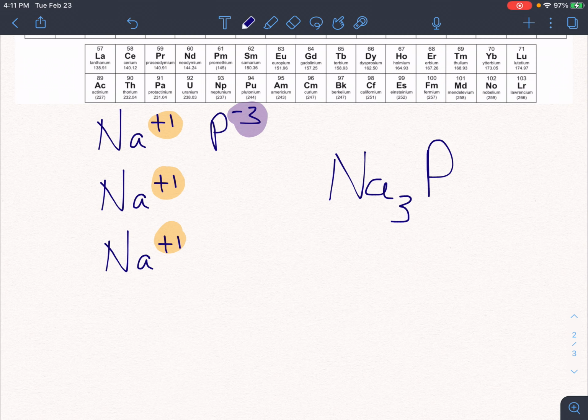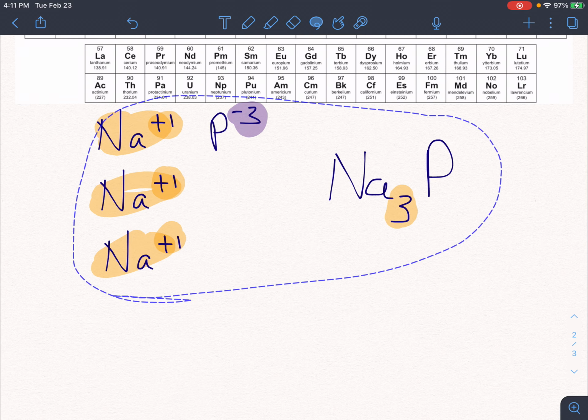Again, it's neutral because I'm adding up the charges. But this is the number, probably should make that orange so you guys can match it up. So this is the number of sodiums that I have, not the charge. The charge tells me how many. The formula, what I write, is actually how many. So the charge needs to be neutral, but the number at the bottom is how many, not the charge. So Na3P is my final answer for sodium phosphide.